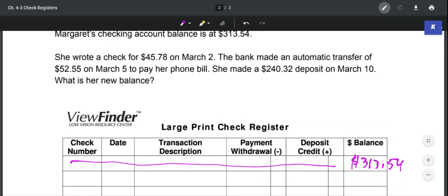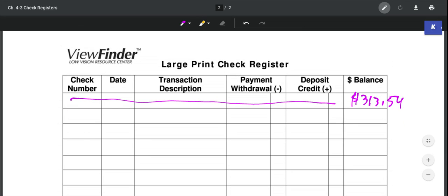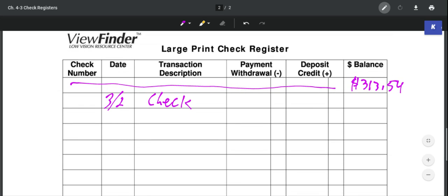It says she wrote a check for $45.78 on March 2nd. Don't worry about the check number right now. I think in the homework I put check numbers so you can just fill that in. But you want to make sure to keep up with your date. For the transaction description, you just say you wrote a check. That money is coming out, so under payment, withdrawal or deposit, you want to withdraw $45.78, and you can write the little minus right there.